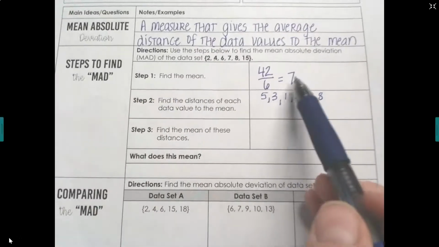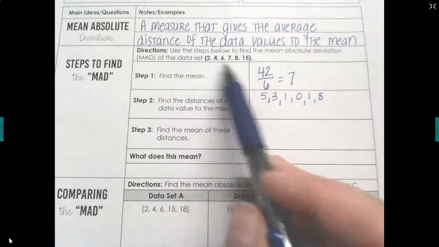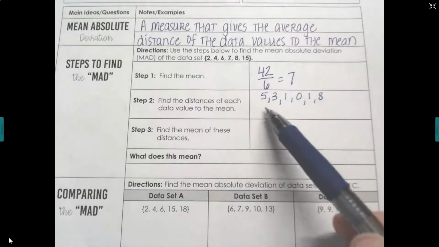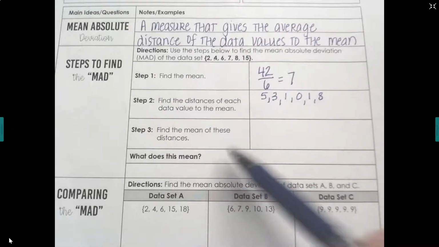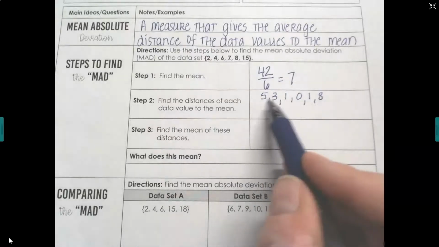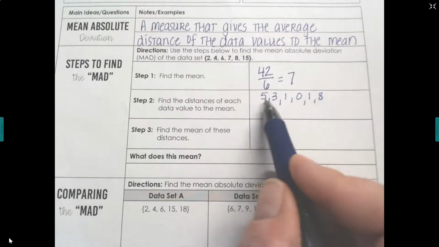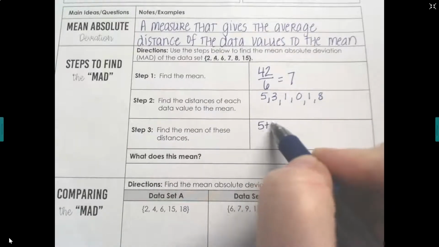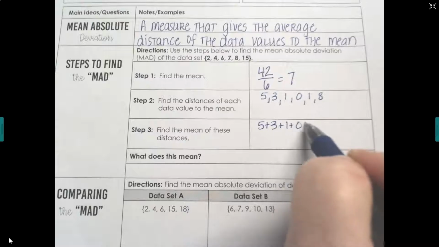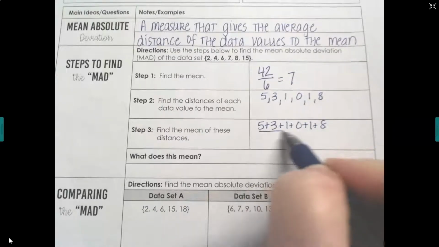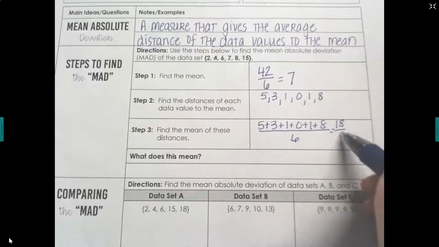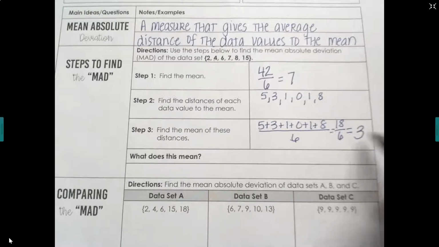So we took the mean and looked at how far away from it each of these data values is. Okay, and now that we have the distances, I want to find the average of those distances. So we're going to add up these distances: 5 plus 3 plus 1 plus 0 plus 1 plus 8. And I still have 6 terms. When I add that up, I get 18, divided by 6, and I get a mean absolute deviation of 3.